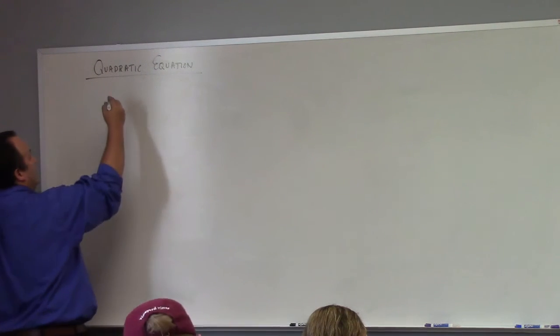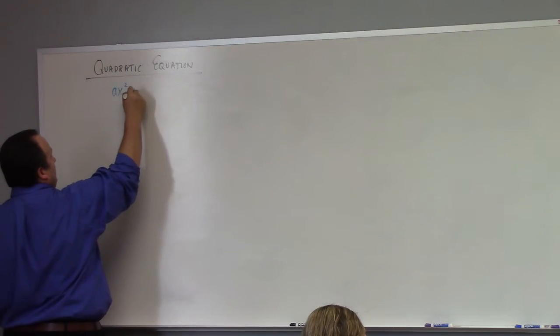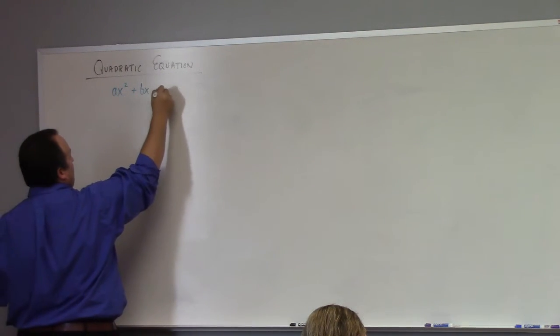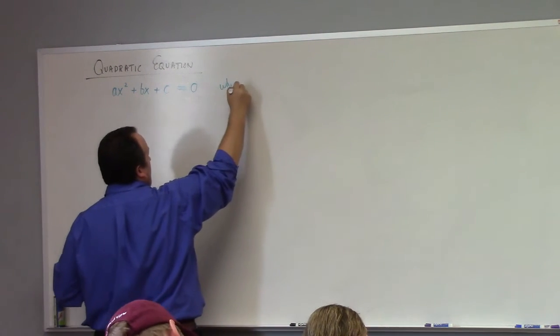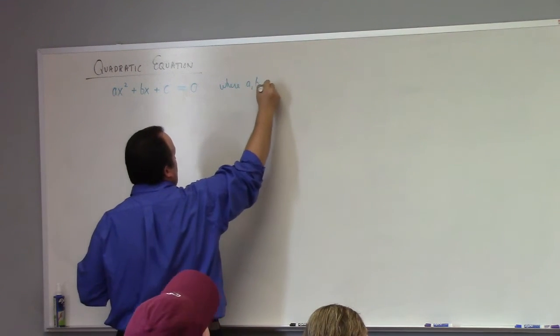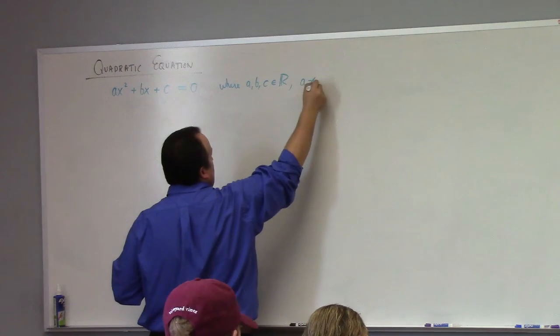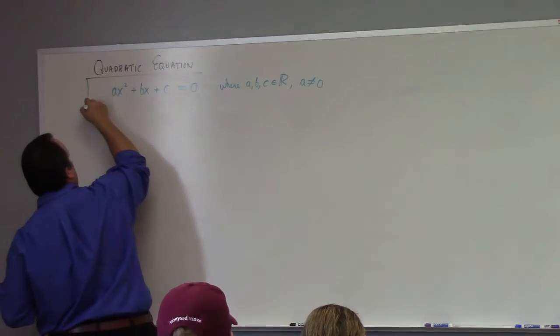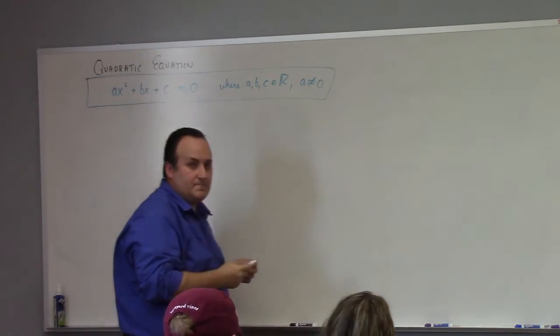But what is the quadratic equation? It is this: ax squared plus bx plus c equals 0, where a, b, and c are real numbers, and a is not equal to 0. This is the quadratic equation. We'd like to know how to solve these.